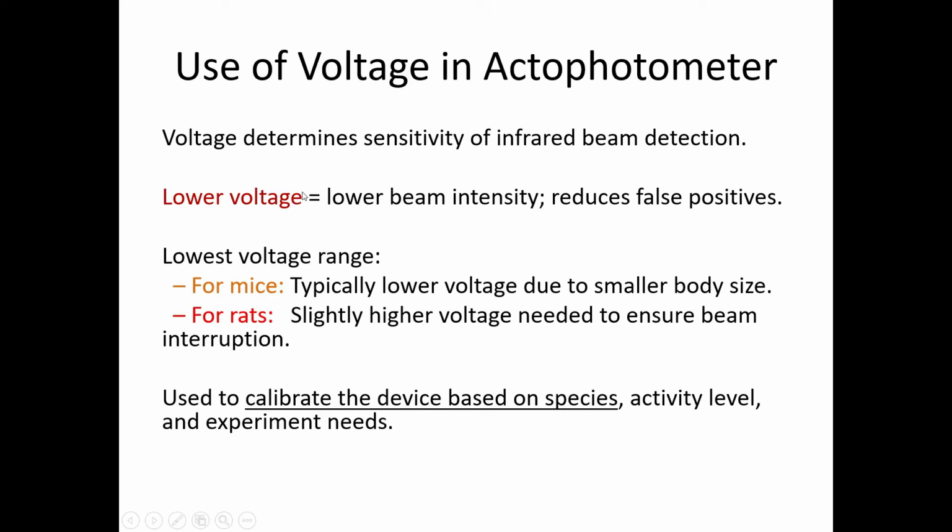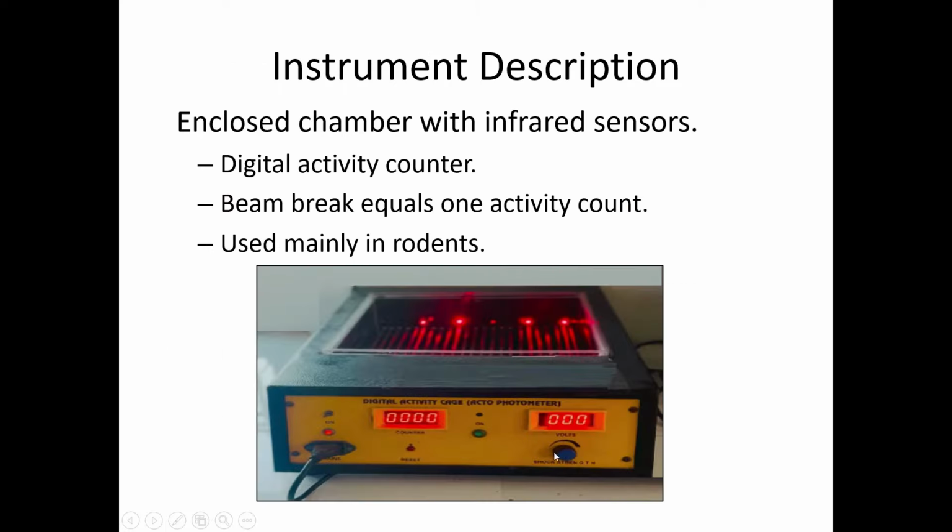So now we will see how it is used. Use of voltage in the actophotometer. Voltage determines the sensitivity of infrared beam detection. Lower voltage means lower beam intensity and reduced positive results. So by using this voltage we can calibrate the activity.